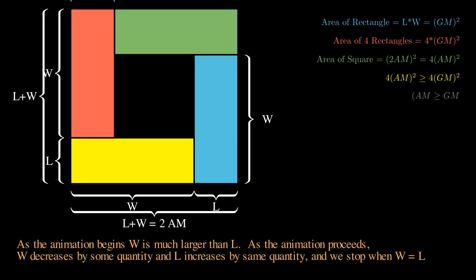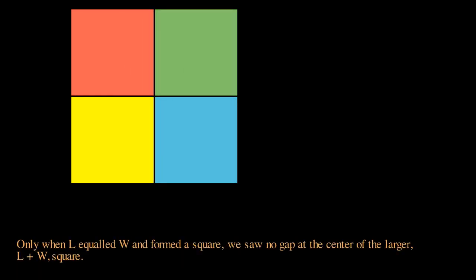As the animation begins, W is much larger than L. As the animation proceeds, W decreases by some quantity and L increases by the same quantity, and we stop when W equals L. Only when L equaled W and formed a square, we saw no gap at the center of the larger, L plus W, square.